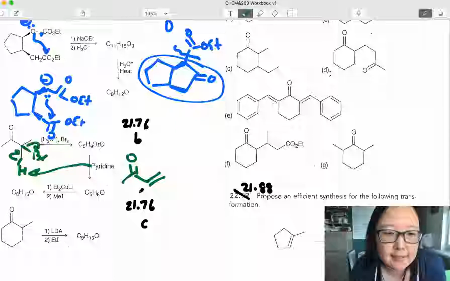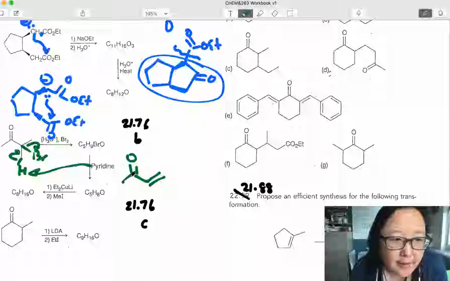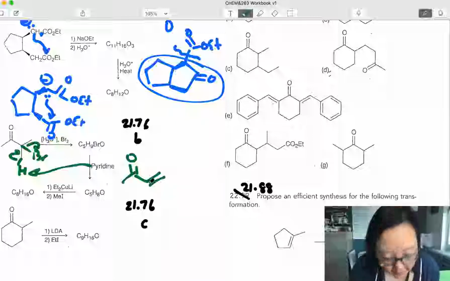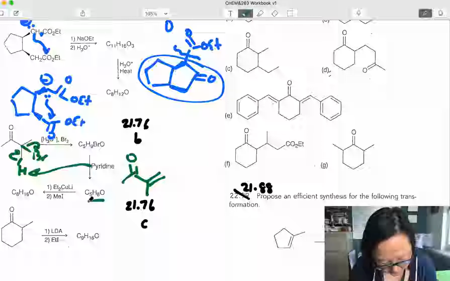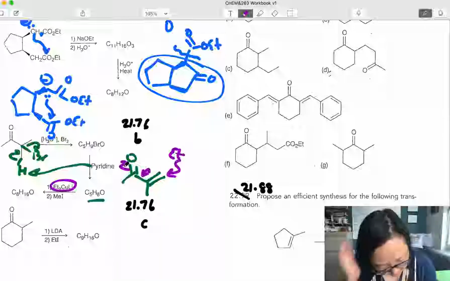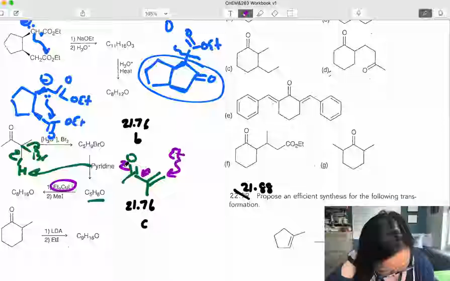So I get this. After this, 1, 2, 3, 4, and then another carbon, 5. Okay, and I'm making sure that's right. Now I'm going to do Gilman reagent. So that's already telling me, oh yeah, that makes sense. I'm going to have an ethyl group attack here, and then I'm going to tautomerize this and get my ketone back.